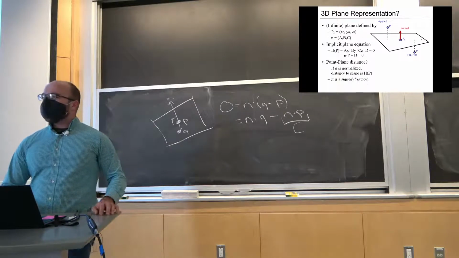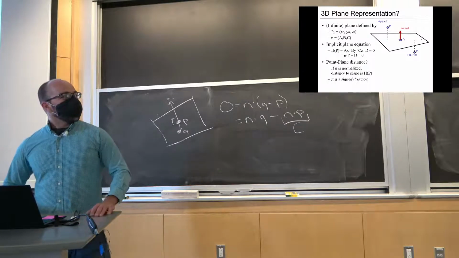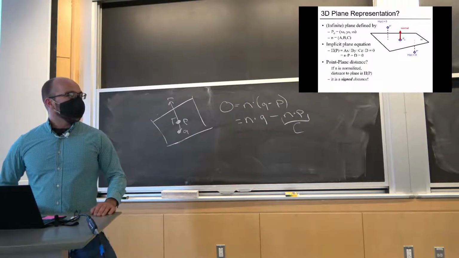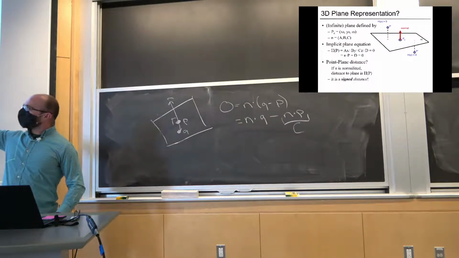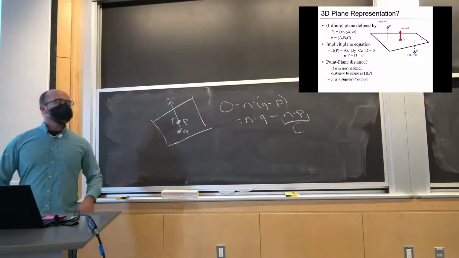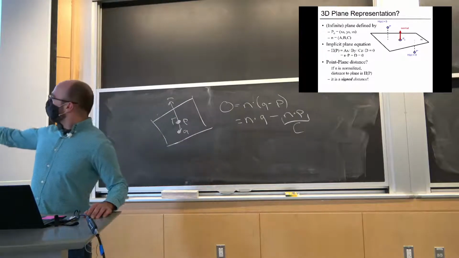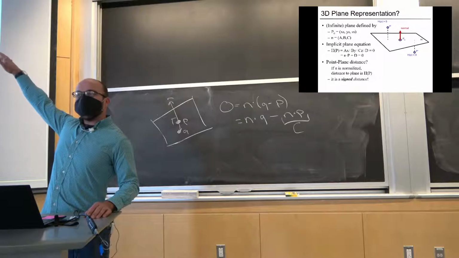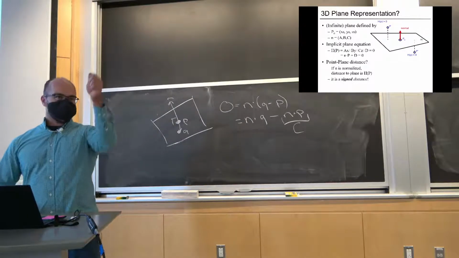One nice observation that I'll let you check at home, a good linear algebra exercise: if n is a unit vector, and you define this function h of p as ax plus by plus cz plus d, then that's really giving you the signed distance to the plane. Signed meaning that if a point is above the plane along the normal, you get a positive value, and if it's below, you get something negative. And this just has to do with dot products giving you projections.